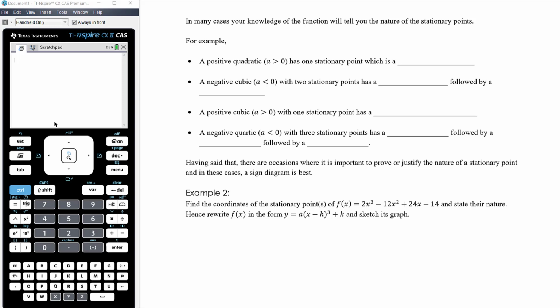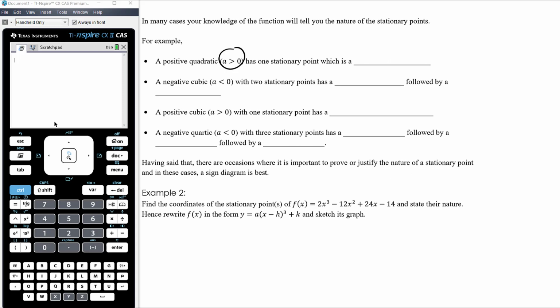of the stationary points. So if you have a positive quadratic and it has one stationary point, by positive quadratic I mean a is bigger than 0, so a positive x squared term, you know the shape goes like this. And so when it's got one stationary point, you know that has to be a local minimum. If you have a negative cubic with two stationary points, you know the shape of this graph is going to be that. And so therefore, the first stationary point is a local minimum, and then the second stationary point is a local maximum. So think about what you know about the shape of the graph.